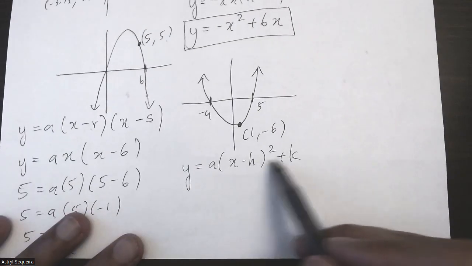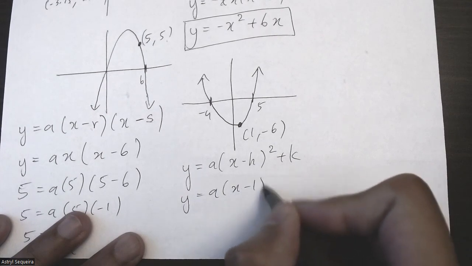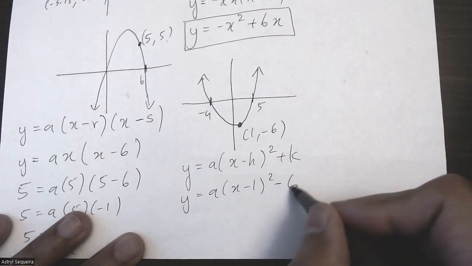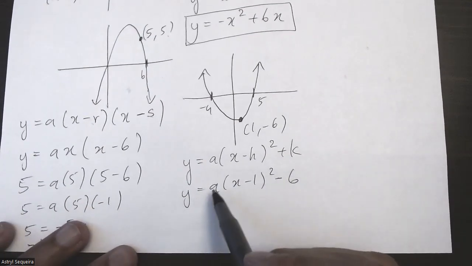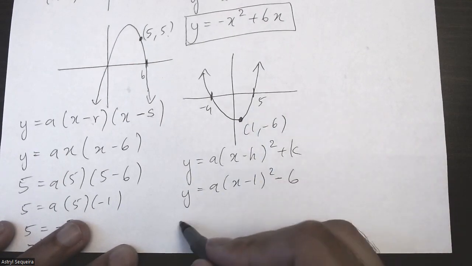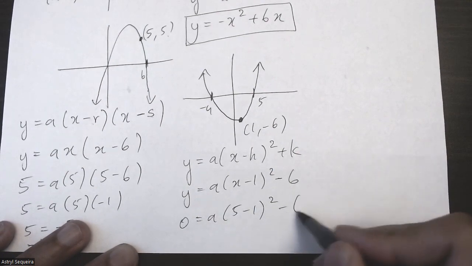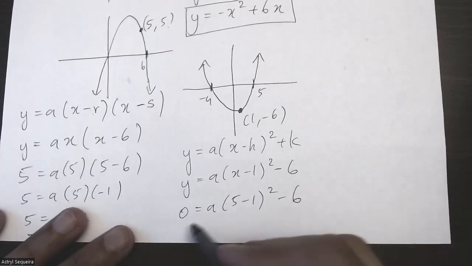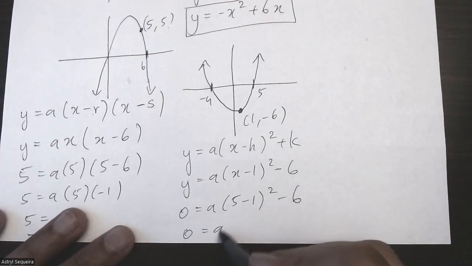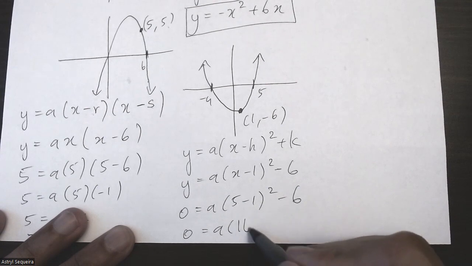We want to start by replacing the h and k with our vertex. So y equals a(x minus 1) squared minus 6. Then we want to figure out our a value by subbing in the other point, which is (5, 0). So y is 0 and x is 5. And then we want to solve this. So I'm going to start with this. 5 minus 1 is 4. 4 squared is 16.